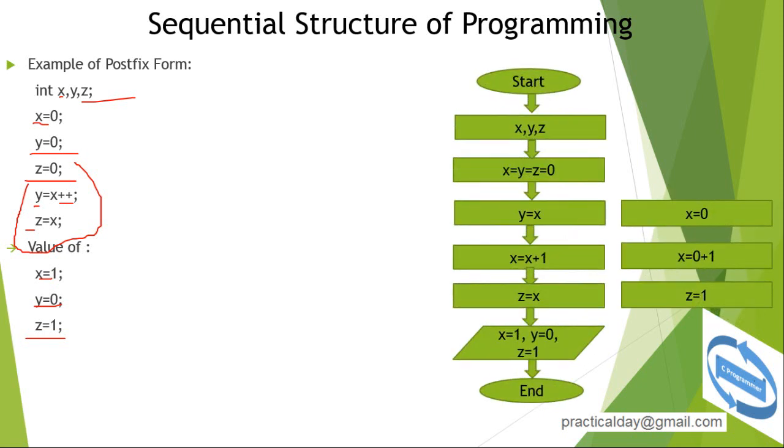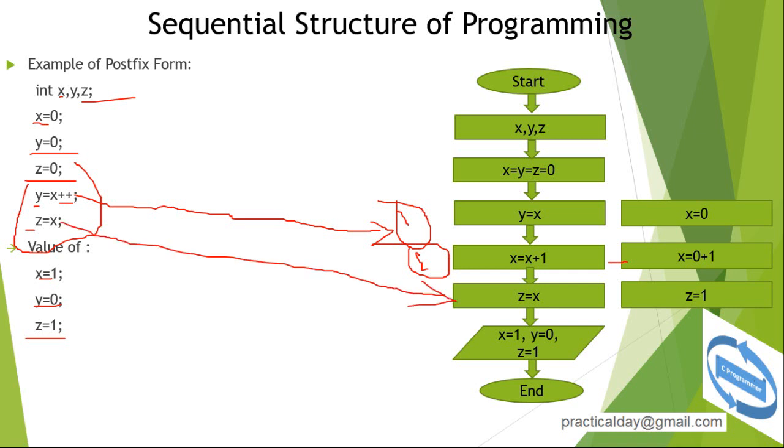Now let's look at the flow chart. Here you can see the flow chart start, and the three variables x, y and z are initialized by 0. The next step is divided into two steps. Step 1 is y gets the value of x, so y gets 0. In step 2, x increases its value by 1, so x gets x plus 1, which is 0 plus 1, so finally x becomes 1. According to the next statement, z gets the value from x, which is 1. So the value of x becomes 1, y is 0 and z becomes 1, and my flow chart ends.